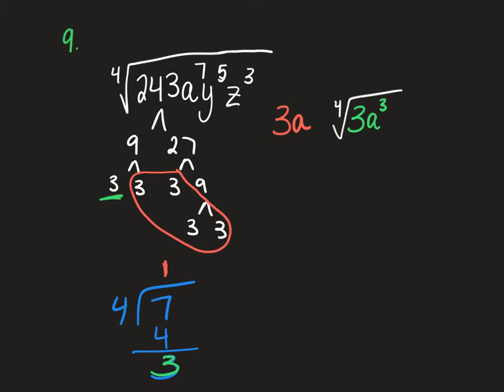We'll do the same thing with our y's. So y to the 5th, so it's a 5th power, but we have a 4 out here. 4 goes into 5 one time, so we're going to have 1 y inside and 1 y outside. And then looking at the z's, we only have 3 here, so we can't divide it by 4. That means all 3 of these are going to stay inside the radical.